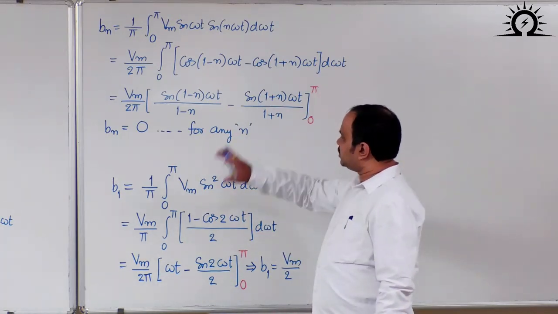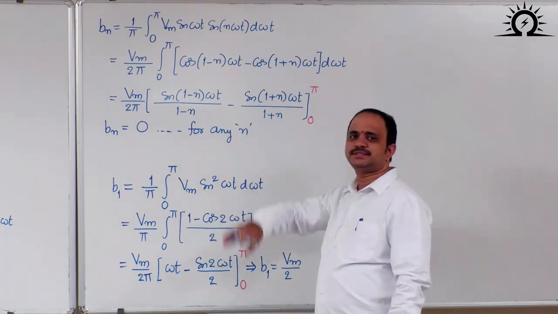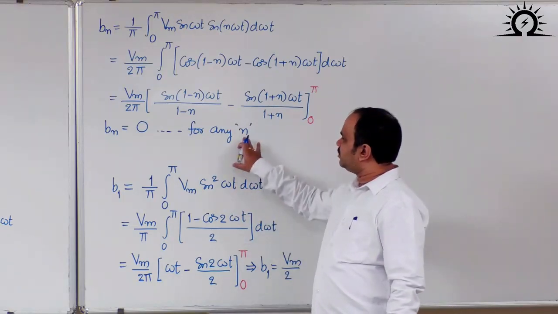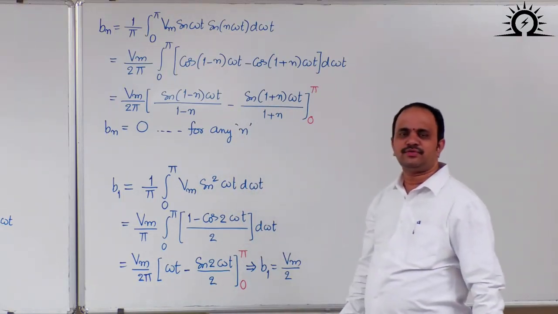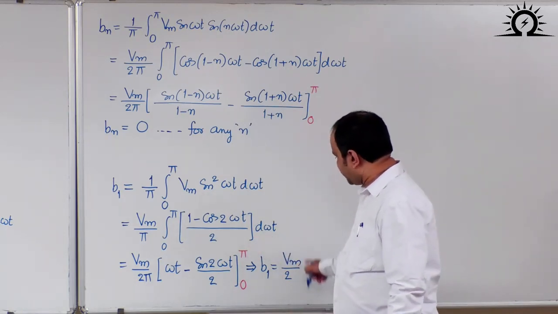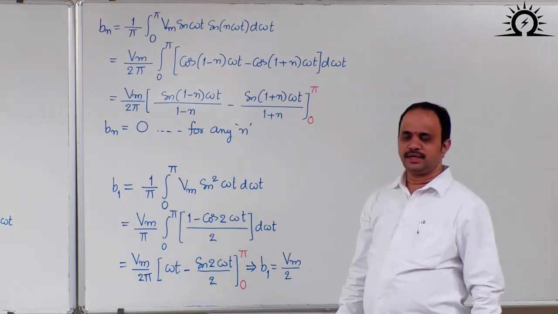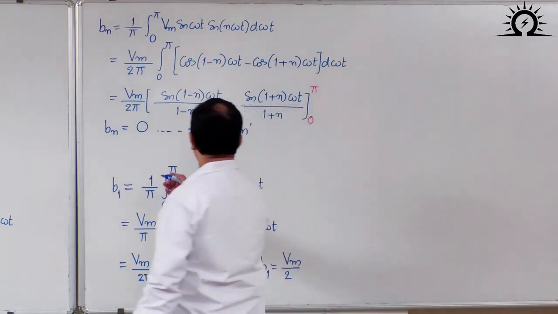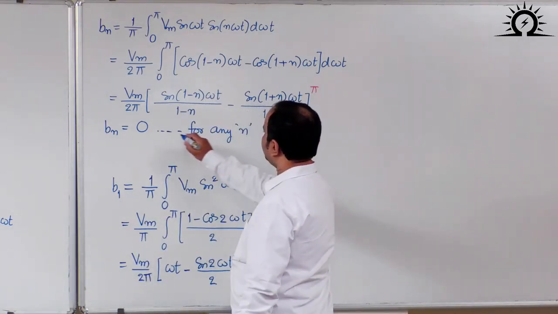So our earlier conclusion, we need to correct it. Why? Because we said that bn is equal to 0 for any n, but that is not true. bn is equal to Vm by 2 if n is equal to 1. So you have to address that, and I will modify this statement.